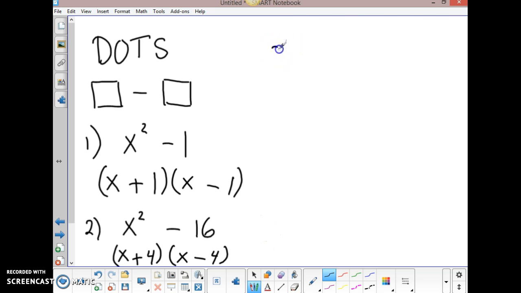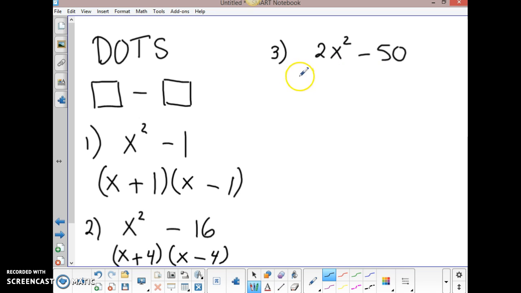Let's take another example. 2x squared minus 50. Now looking at this example, it is a difference of 2 terms, but notice that the 2 is not a perfect square. 50 is not a perfect square. So in this case, we cannot use DOTS right away.